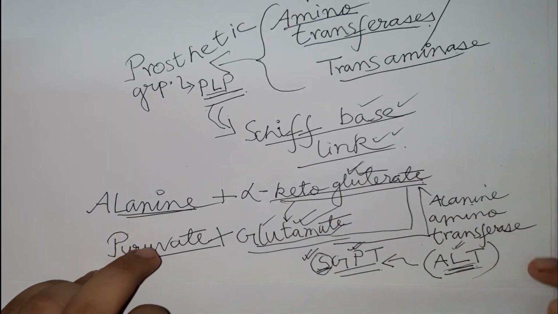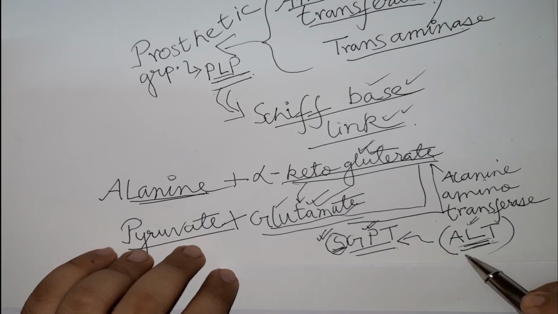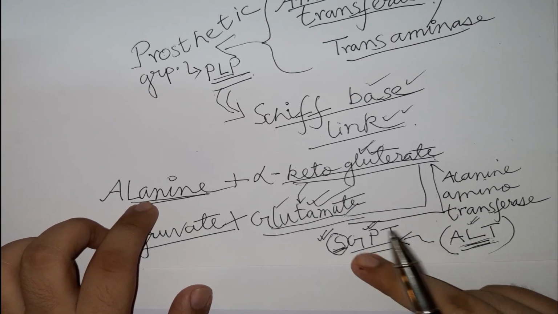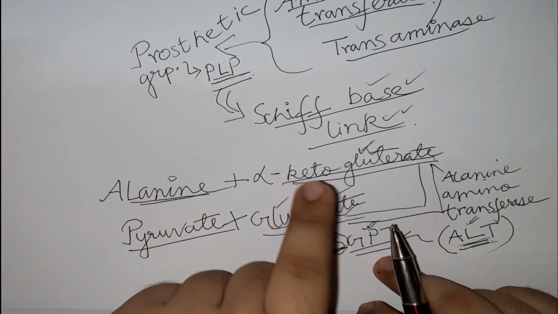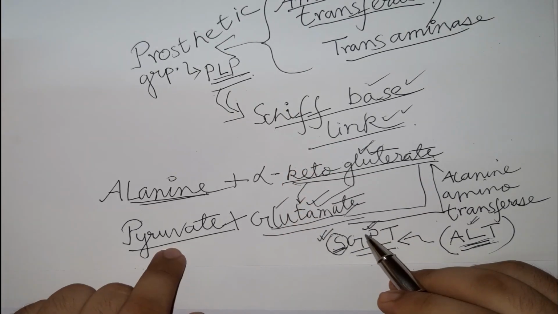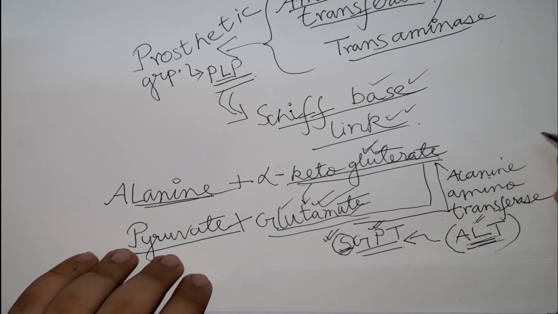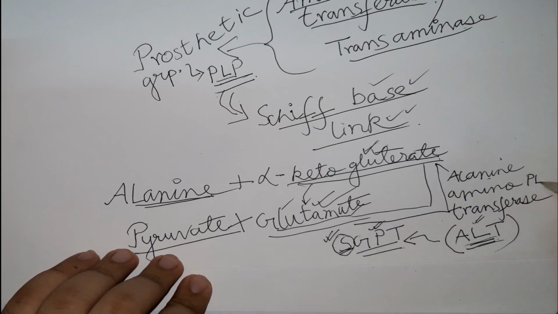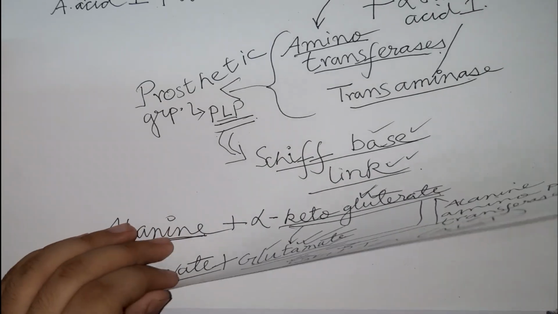If you remember ALT, alanine aminotransferase, you will remember that you're talking about alanine as an amino acid. If you remember GPT, you will remember that you have a glutamate, so you will obviously have an alpha ketoglutarate here. And you will remember that you have a P, that is pyruvate. Obviously, this would require pyridoxal phosphate, PLP, as a prosthetic group.